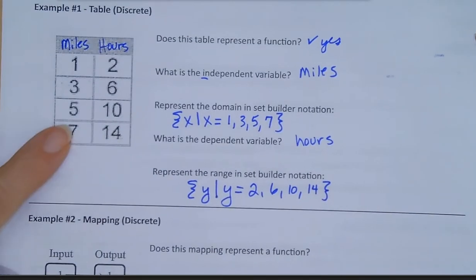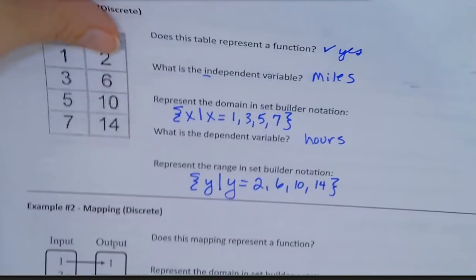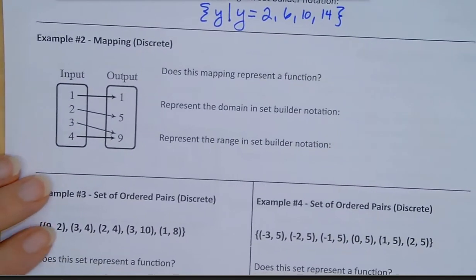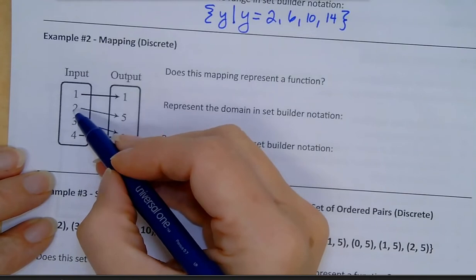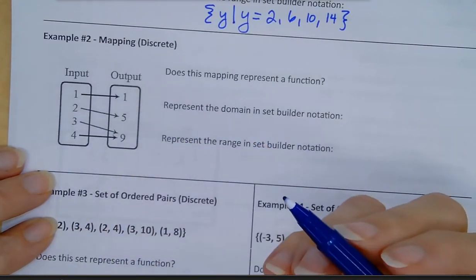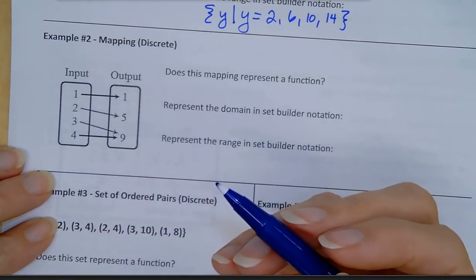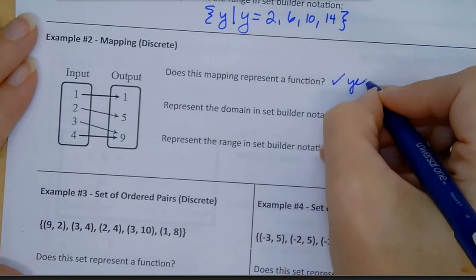Okay, so this is a table that I've been given information in, or here's a mapping diagram. First, I'm going to look and see, is it a function? I just look at all my inputs, and as long as each input only goes to one output, it is a function. So yes, it's a function.